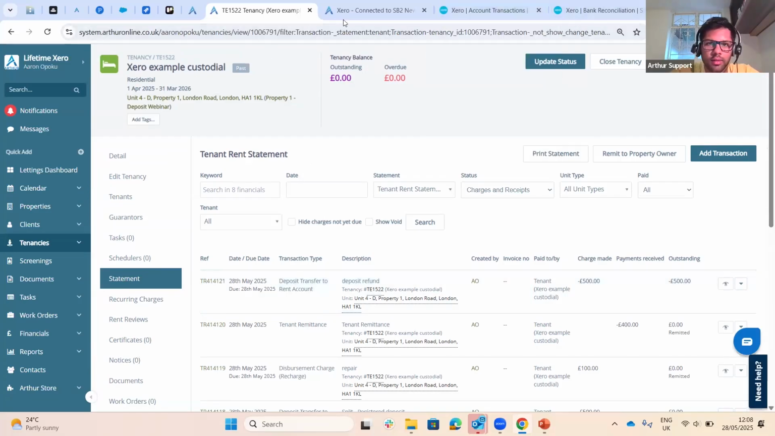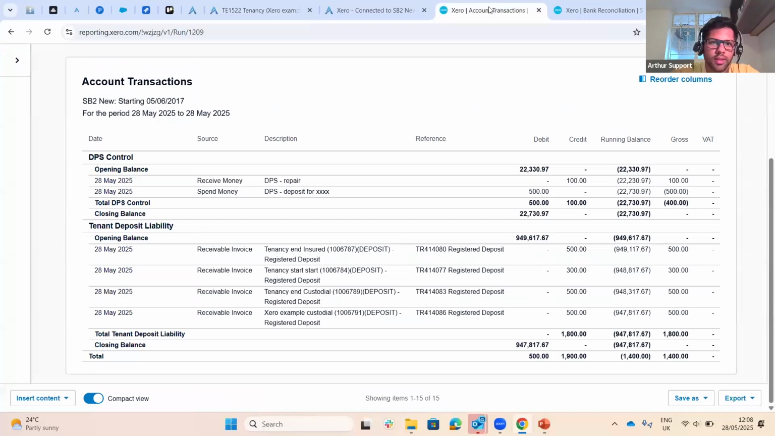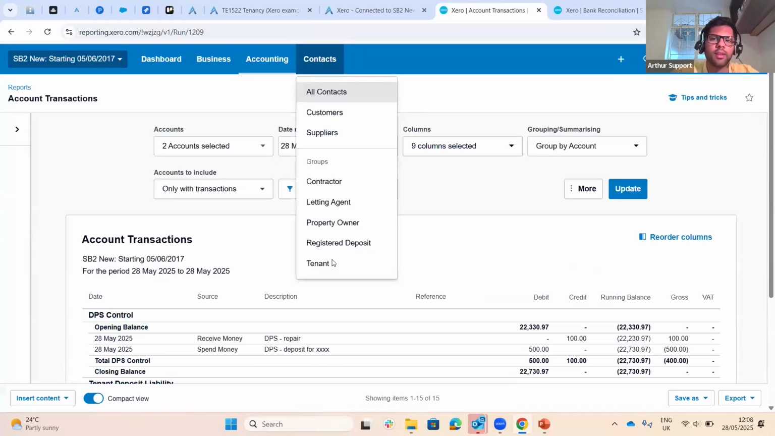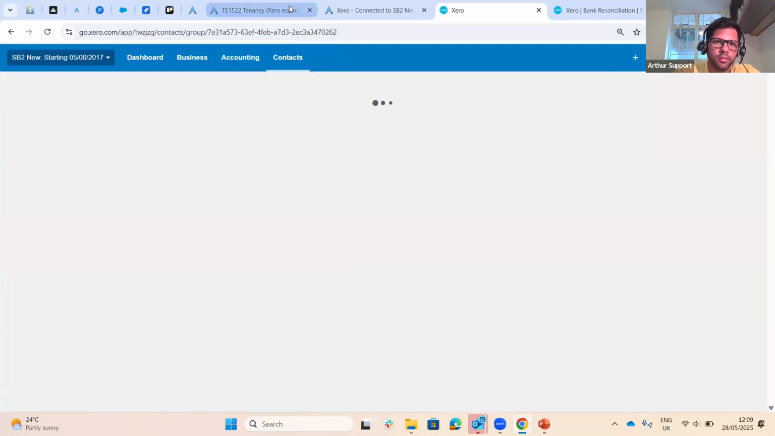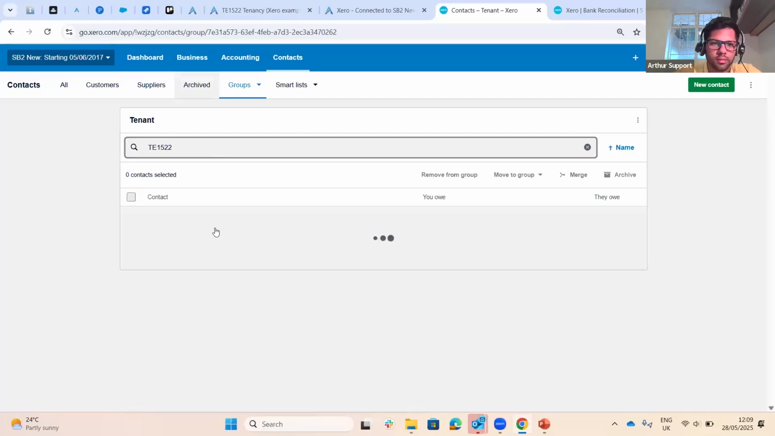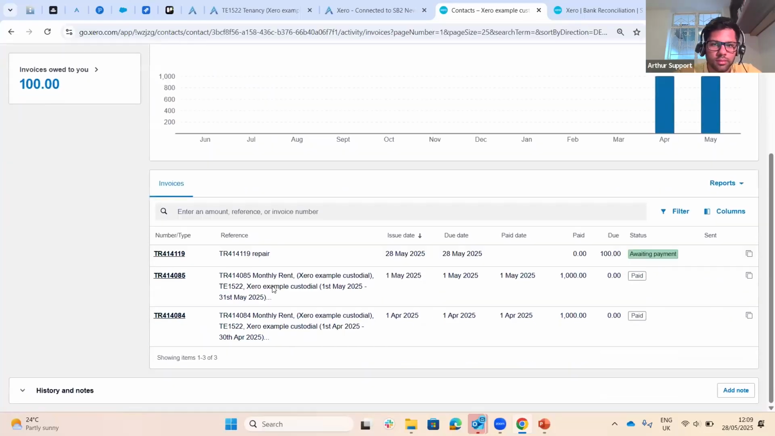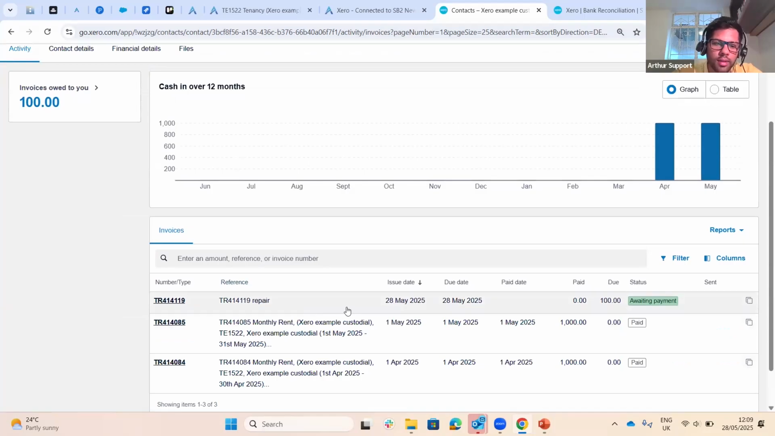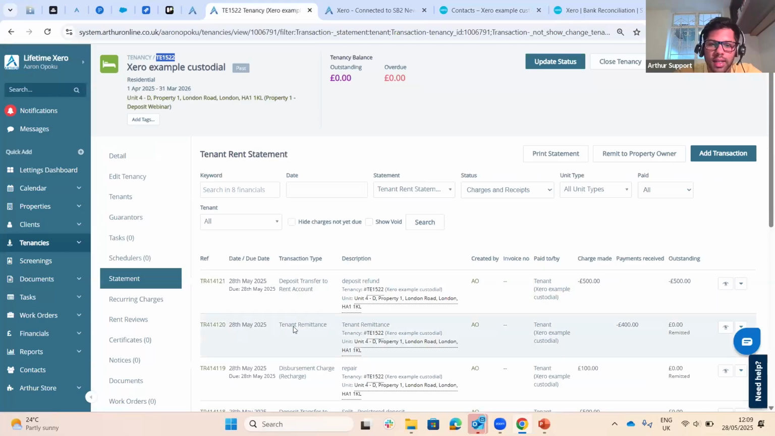So if you go to Zero now, it just needs to sync first, and go to the tenant contact on Zero. So you can just take the tenancy number. It's just syncing over. That deposit transfer to rent will appear on Zero as a credit note. You'll see when it comes over. And then what you can do is just process the refund from Zero directly rather than processing the tenant remittance in Arthur, which obviously you can only do from closed tenancy.